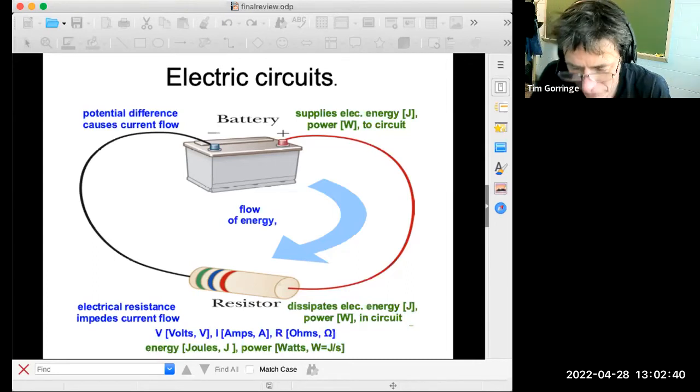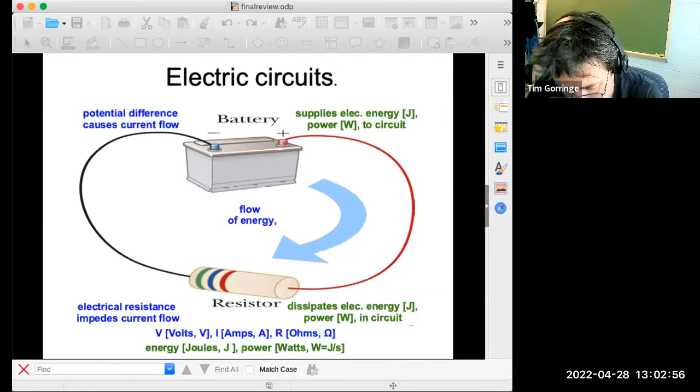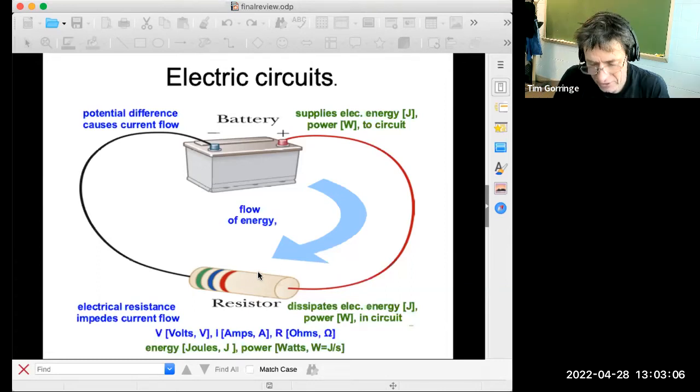Okay, now let's talk about the classic application of our understanding of electricity and electrical forces and electrical potentials, which is electrical circuits and components in electrical circuits. So we started by talking about some simple circuits that just involve a battery and a resistor in this sketch here. This slide is just to remind you how we think about a battery and how we think about a resistor.